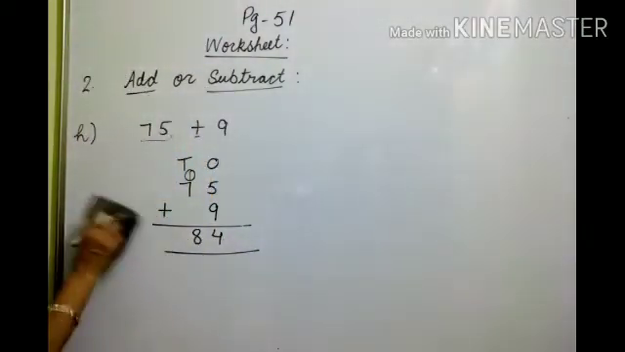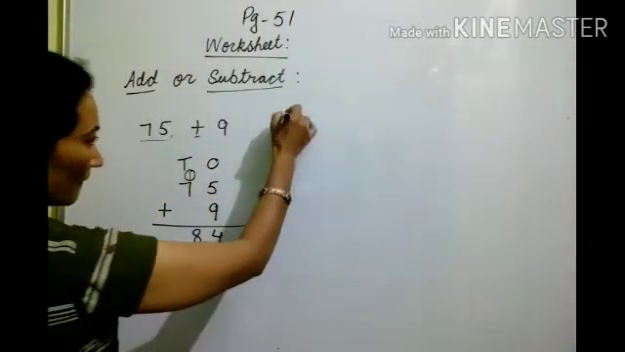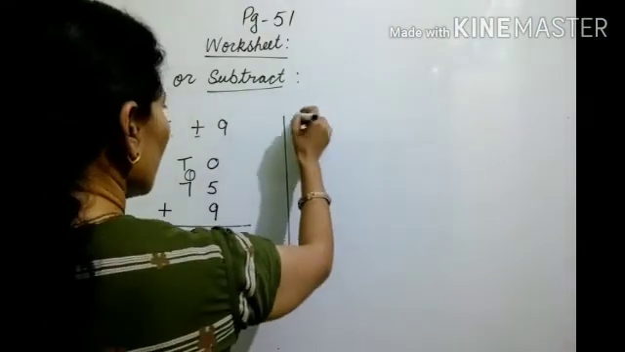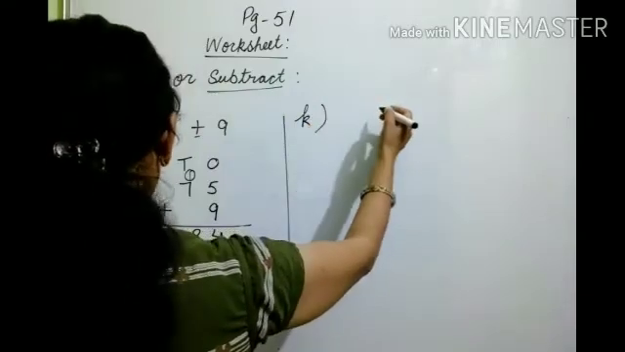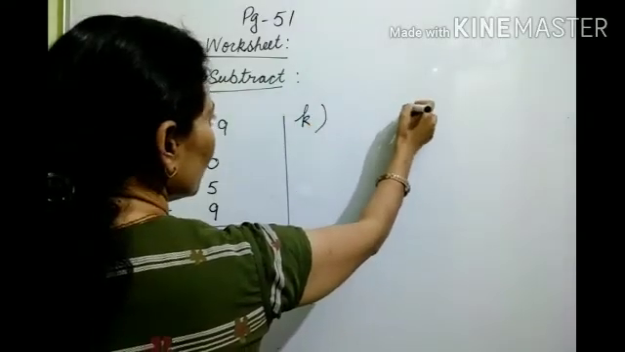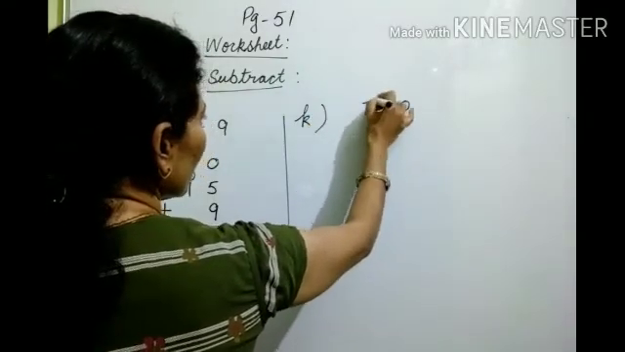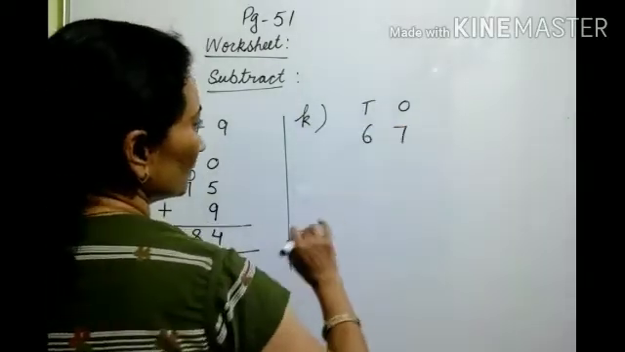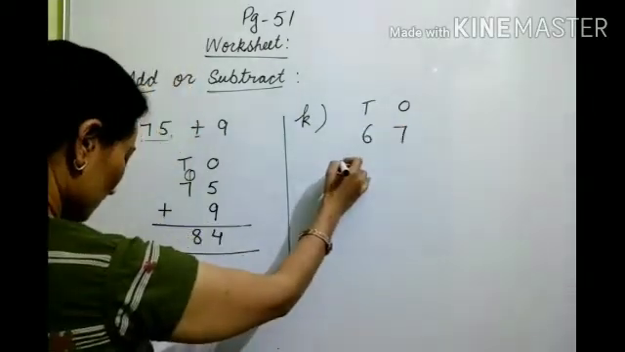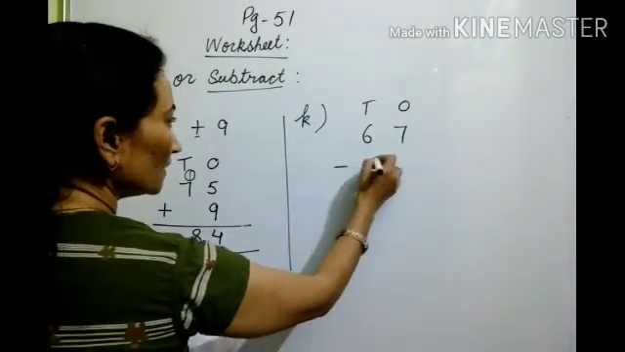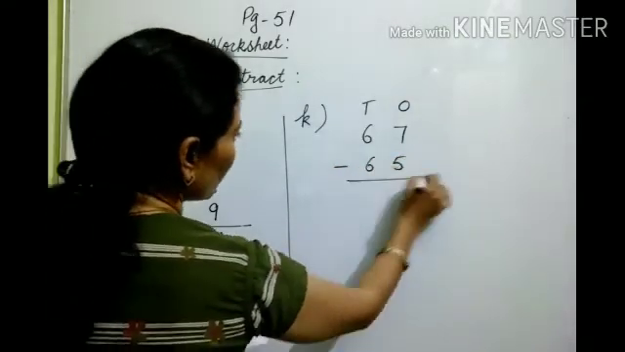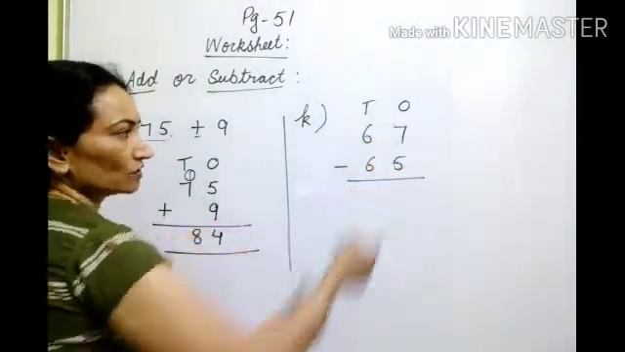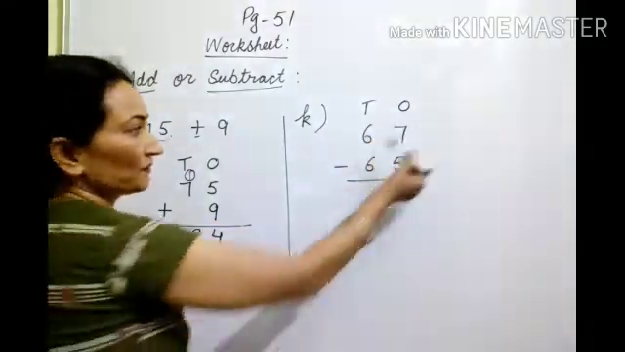When two-digit numbers are given to add, that is L part, K part. Some parts I am leaving for you. You will do practice at home. I am taking some difficult questions. 67 minus 65. Two-digit numbers are given. So no problem. Both the places will be filled.